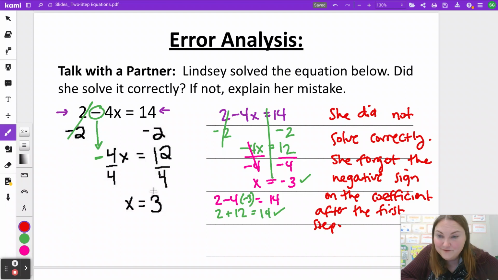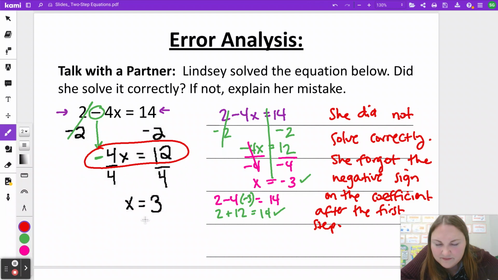We're saying after the first step, so that helps me know I'm looking right here, not at the very bottom of the problem. And you're telling me exactly where that negative sign should be. It shouldn't be on the 12. It should be on our coefficient. It should be on that 4x there. This would be a great example of how to answer one of these problems.